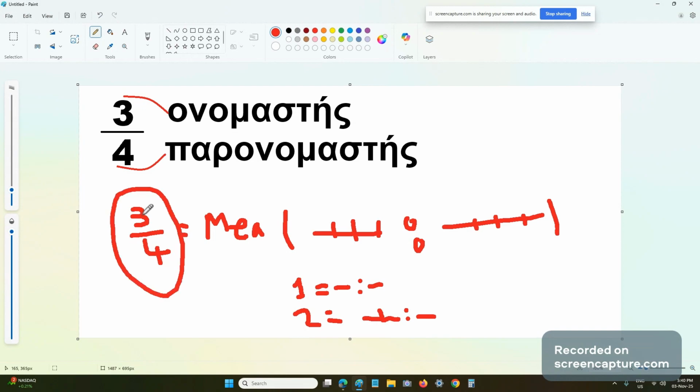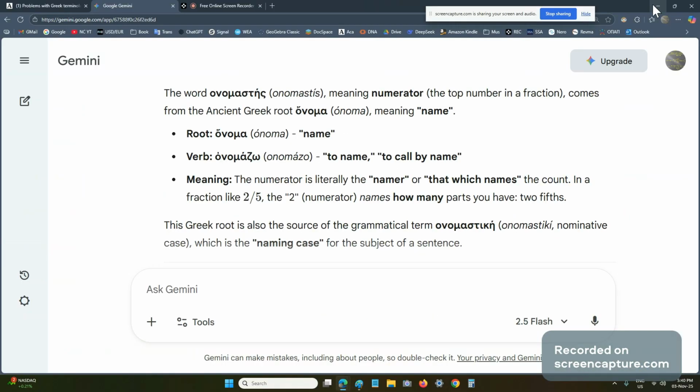Yes, there are both names. These are names, but the entire fraction is a name. It's the name of a number. 3/4 is a number. All fractions are numbers and vice versa.